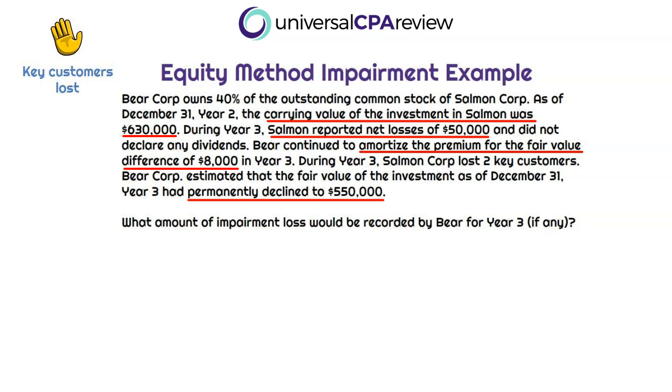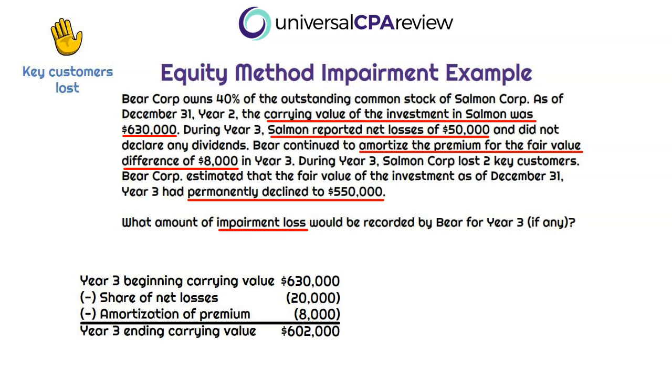Is that below or above the year 3 ending carrying value? So that's what we need to calculate first, and then we'll determine if there's an impairment loss or not. On the left, you'll see that our year 3 beginning carrying value for this investment in Salmon was $630,000. They told us that.